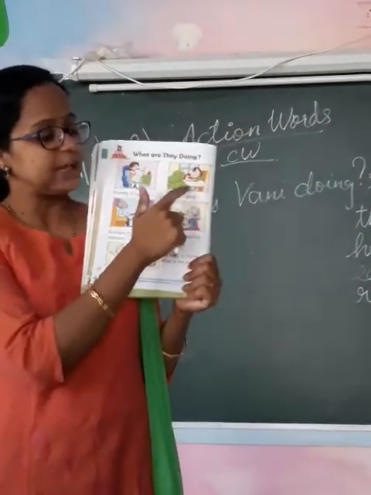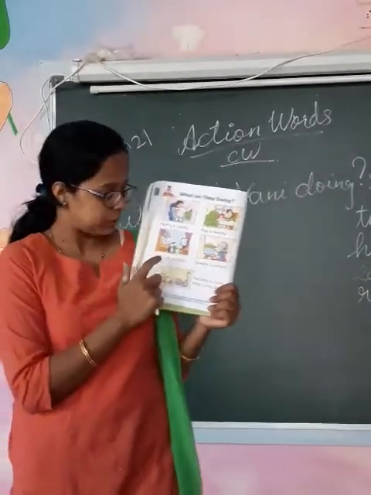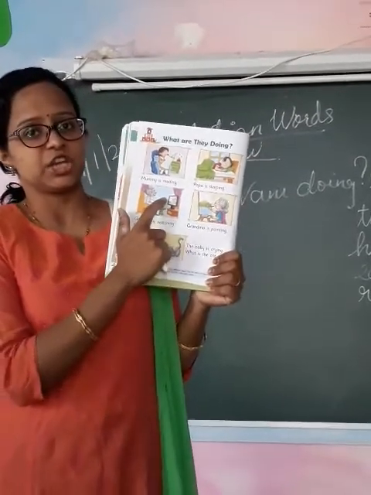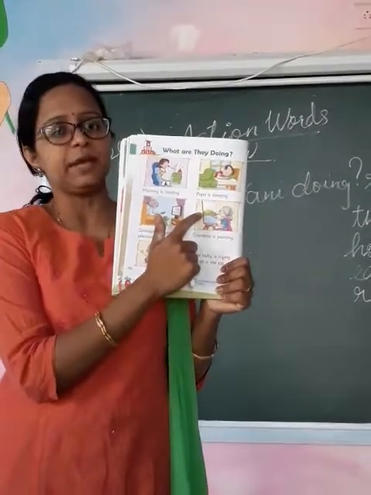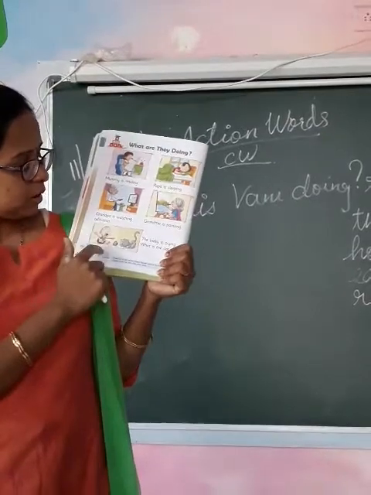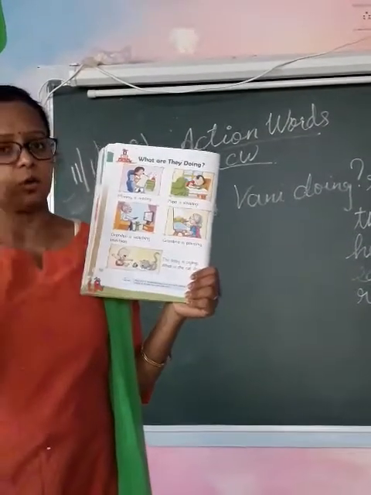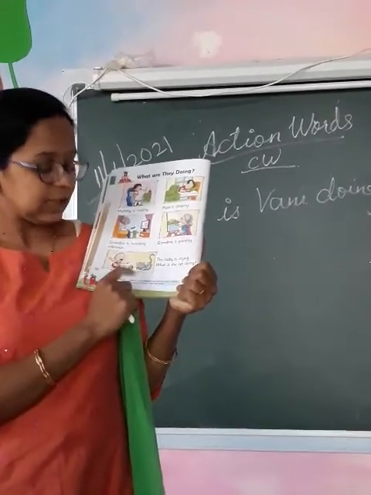The word which indicates what you are doing or what the person is doing is called an action word. Okay. What is grandpa doing? TV dekh rahe. So watching. Watching is an action word. What is grandma doing? She is painting. Draw kar rahi hai. So painting is an action word. What is the baby doing? The baby is crying. Ro raha hai. And what is the cat doing? The cat is drinking the milk.